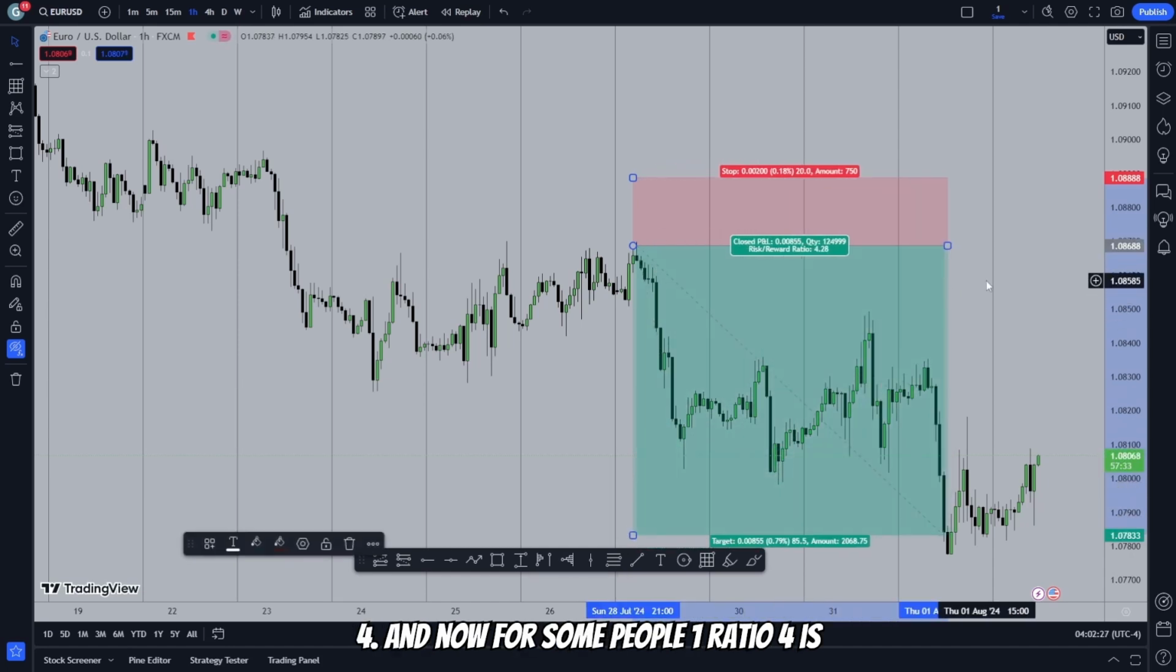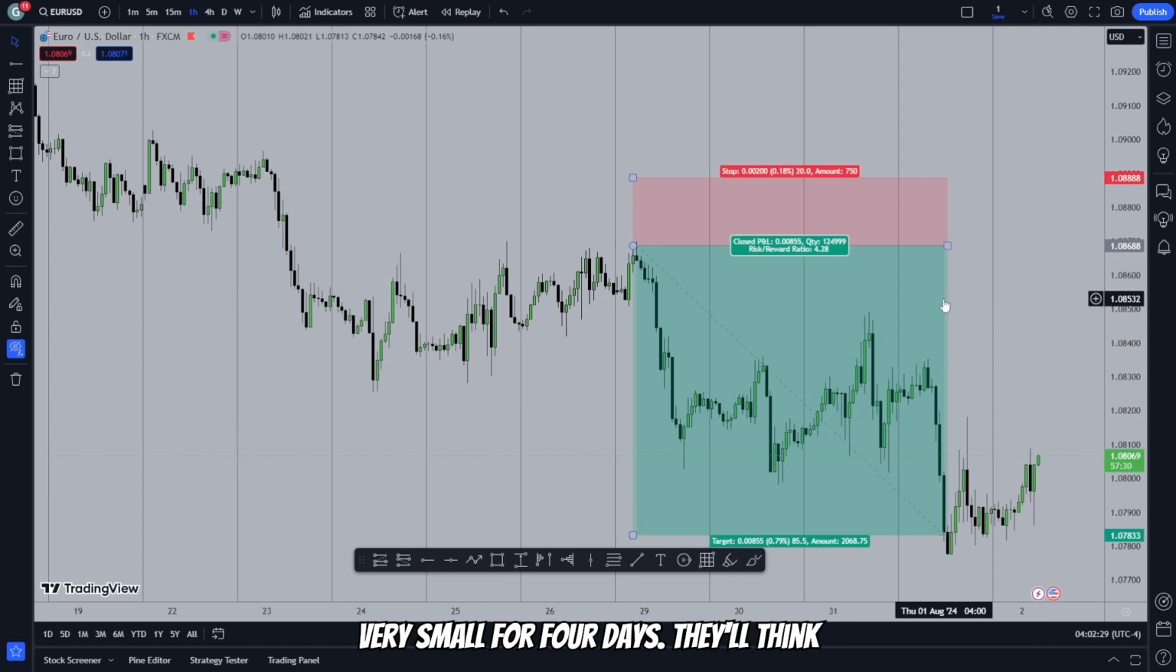Now for some people 1:4 is very small for 4 days. Okay, they'll think that I held the trade for 4 days and I still got only 1:4. But the thing which I'm trying to say is that this is consistent. Okay, you will get this 1:3, 1:2, and 1:4. Suppose you are risking 1% or you are risking 0.5%. You made 2% in a week, and if you made 2% in a week, in a month, how much will you make? 8%, right?